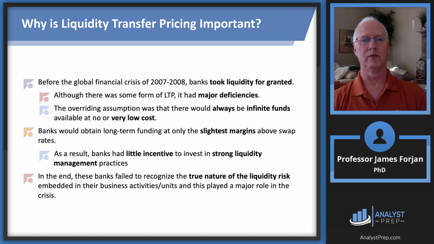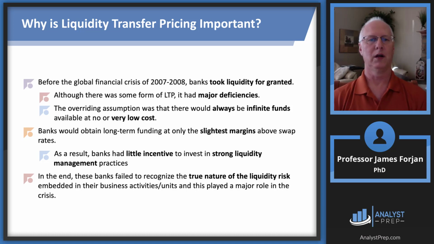Some form of liquidity transfer pricing existed, but it had major deficiencies. One of those big assumptions was that there would always be infinite funds available at a very low cost. This is probably because banks could obtain financing, medium-term and long-term funding, at just a small margin over those swap rates. And so if you think about it, there was little incentive to have a strong liquidity management practice.